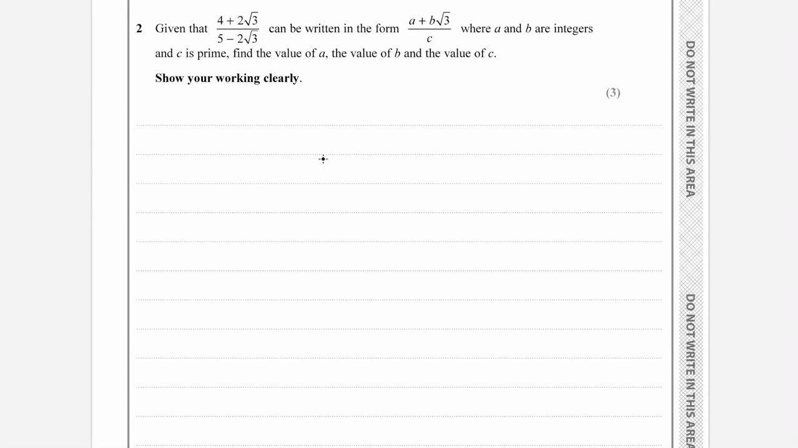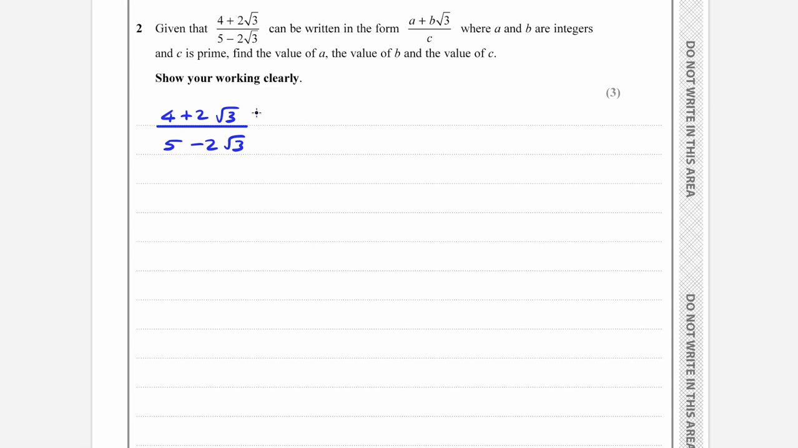Question 2. Given that this can be written in this form and c is prime, find the value of a, the value of b, and the value of c. Show your working clearly. Okay, so guys, this is obviously something you can do on your calculator. Although, note, first they say show your working clearly, and secondly, they often force you to put it in a form that your calculator doesn't actually give you. So let's do it without the calculator.